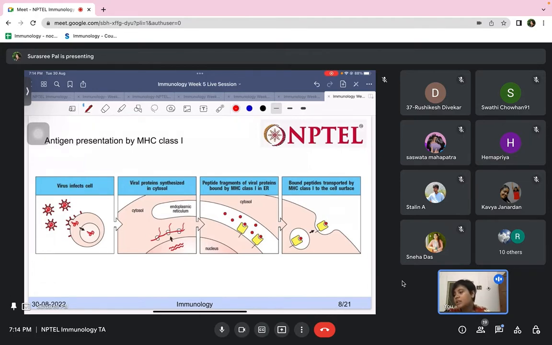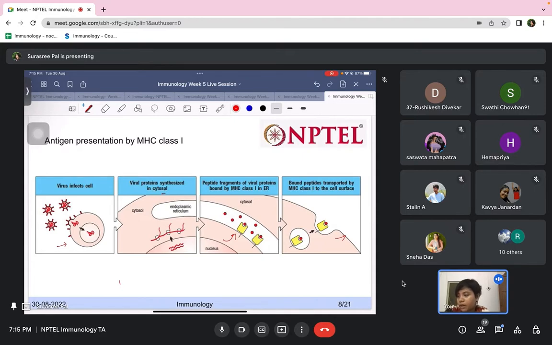And here you can see that when a virus infects the cell, these viral proteins will be synthesized in the cytosol. Here you can see that the viral proteins are being synthesized by the ribosomes, right? And now these proteins will have to be bound to the MHC molecules to be finally expressed at the cell surface, right?